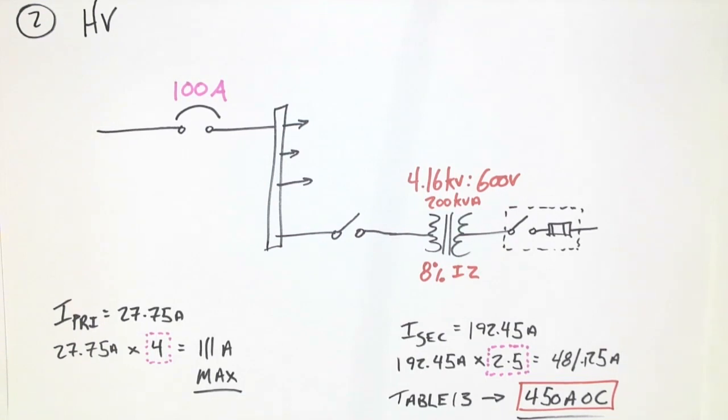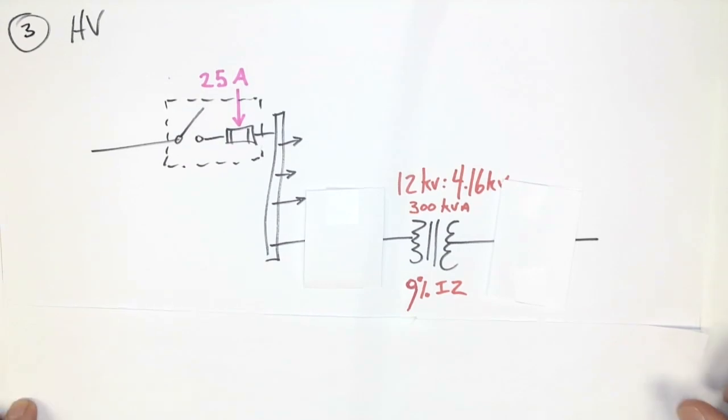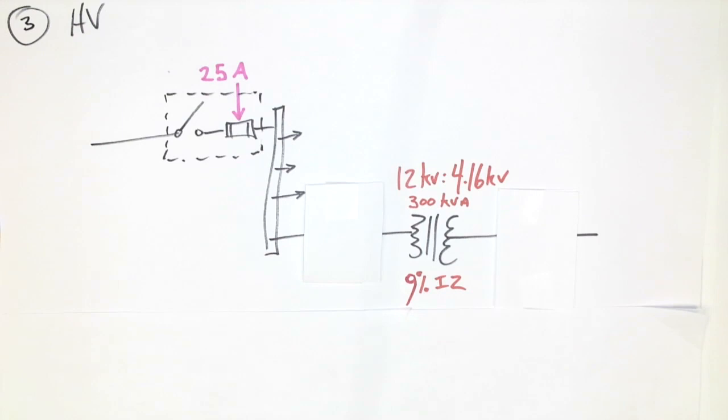All right, so last example we're going to do with this. Again, high voltage transformer. This time we've got a 25 amp primary feeder overcurrent on a 12 kV incoming primary to a 4160 volt secondary 300 kVA transformer at a rather hefty 9% IZ.